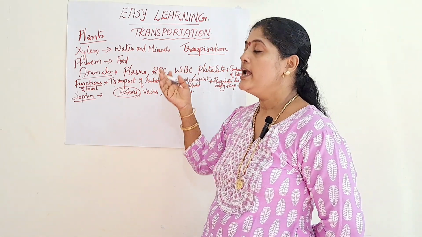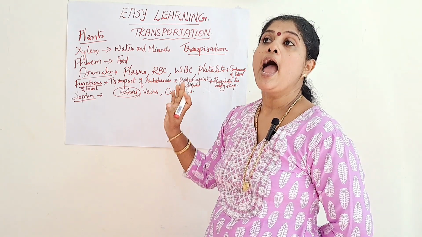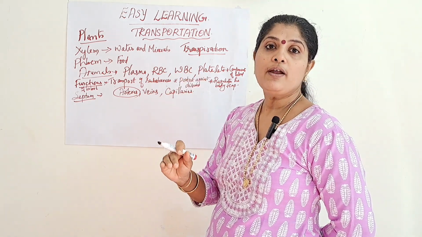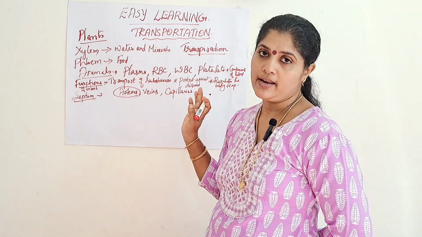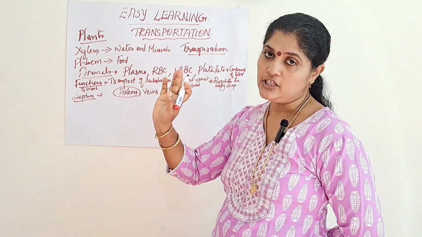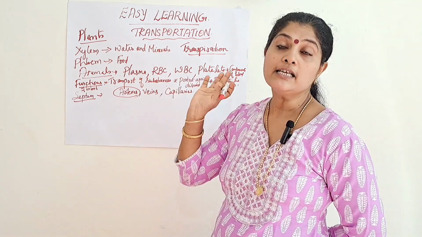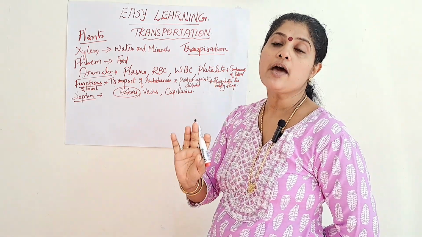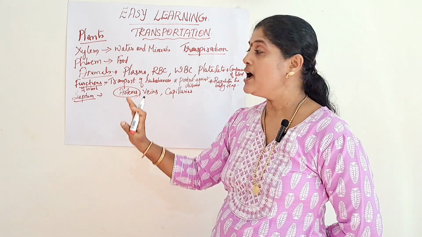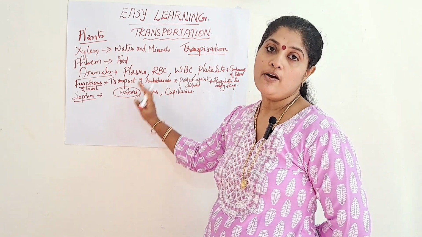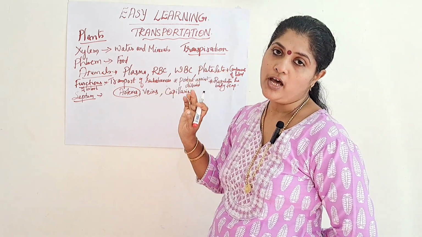Then the left side contains the pulmonary vein, and from the left ventricle arises the aorta and from the right ventricle arises the pulmonary artery. Pulmonary artery carries deoxygenated blood and aorta carries oxygenated blood. So, the main artery of the heart is the aorta, which carries the oxygenated blood from the heart to all parts of the body.